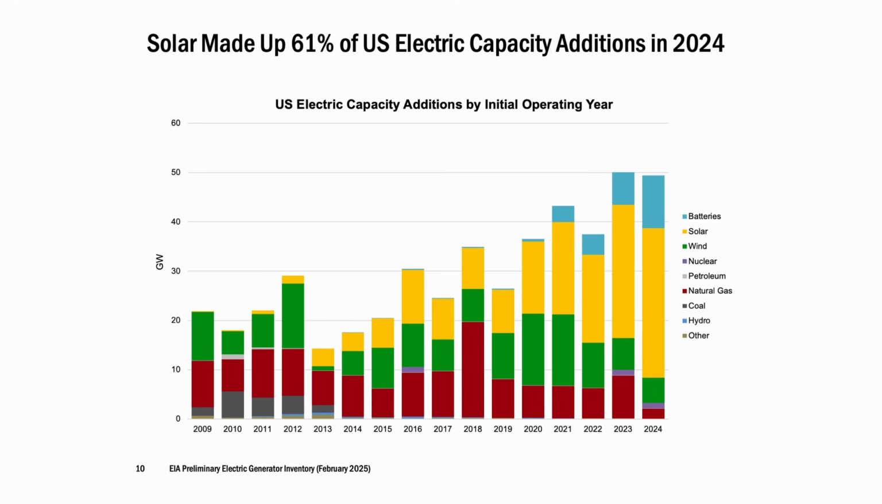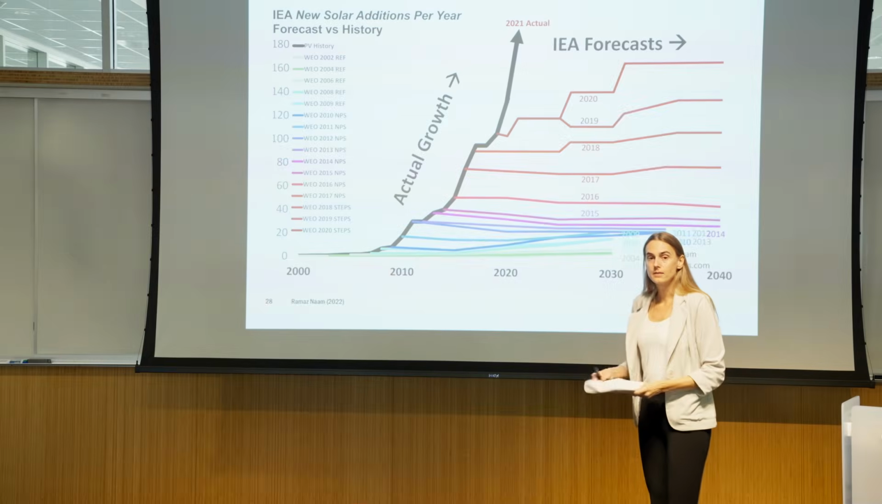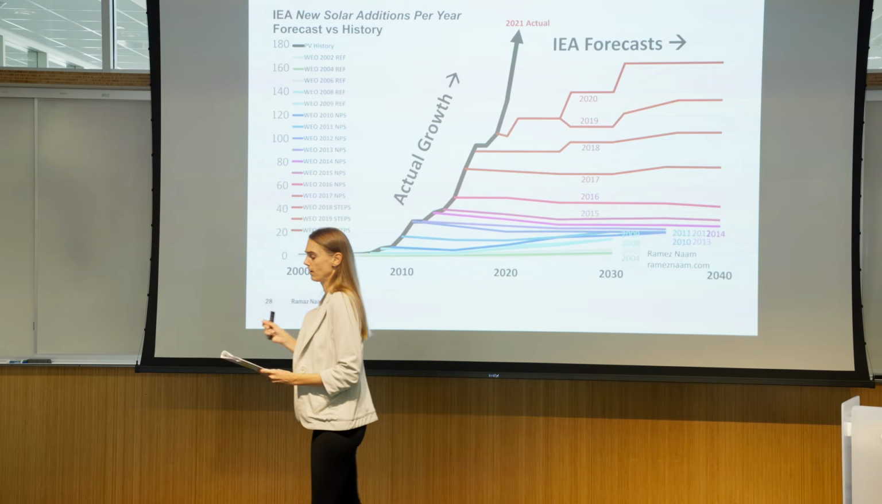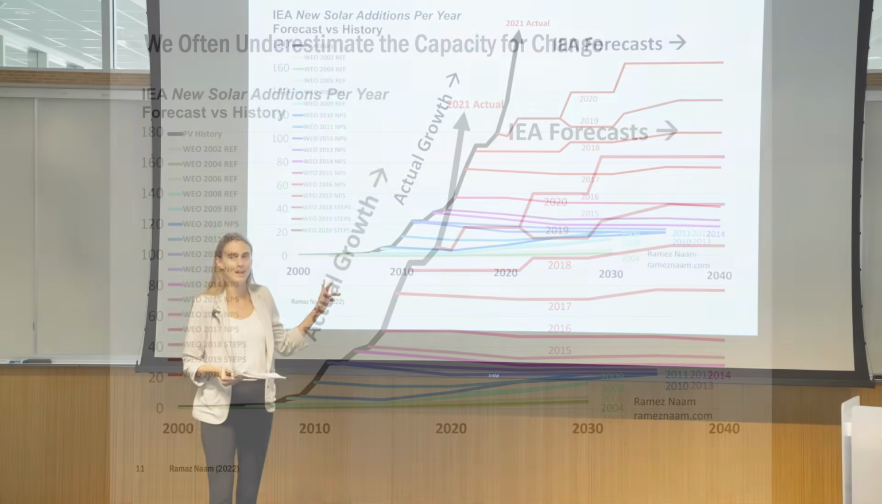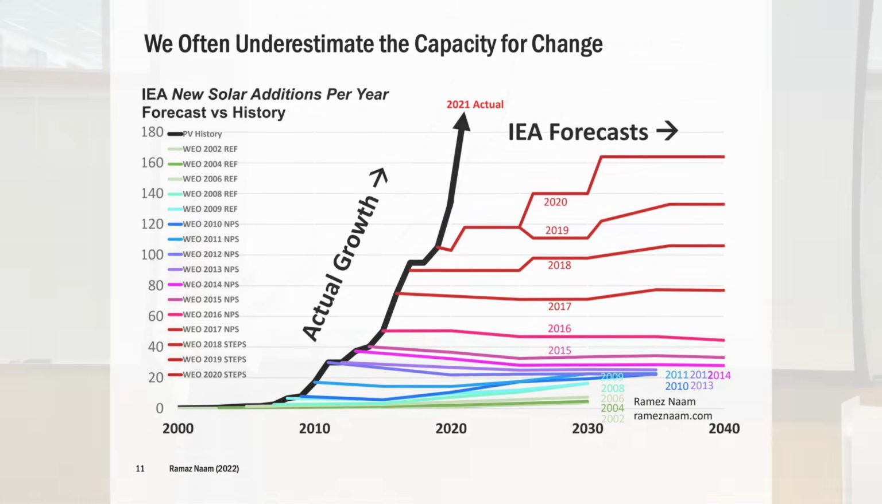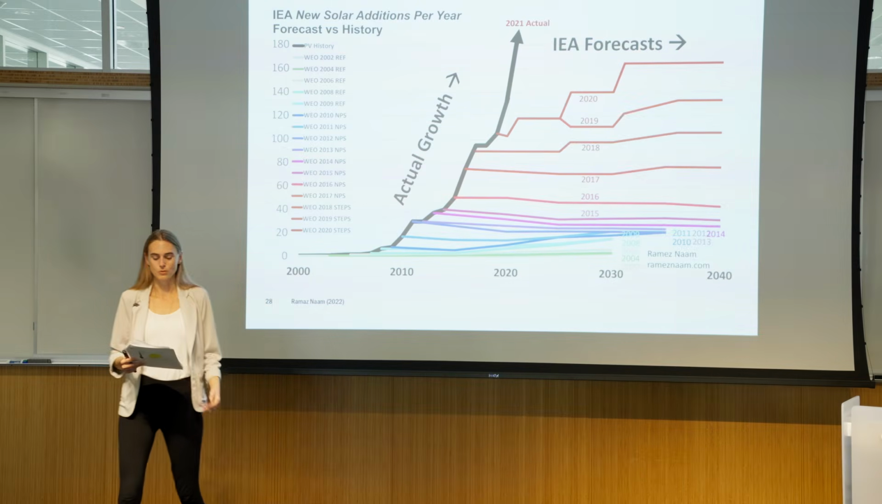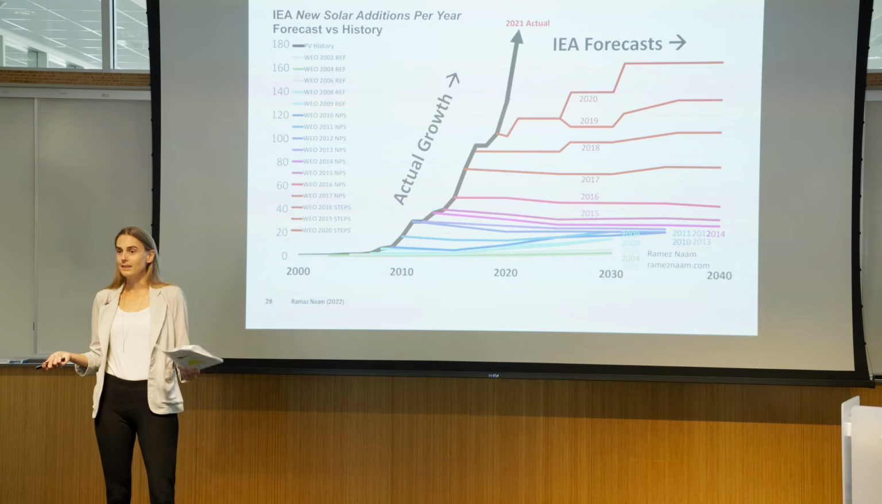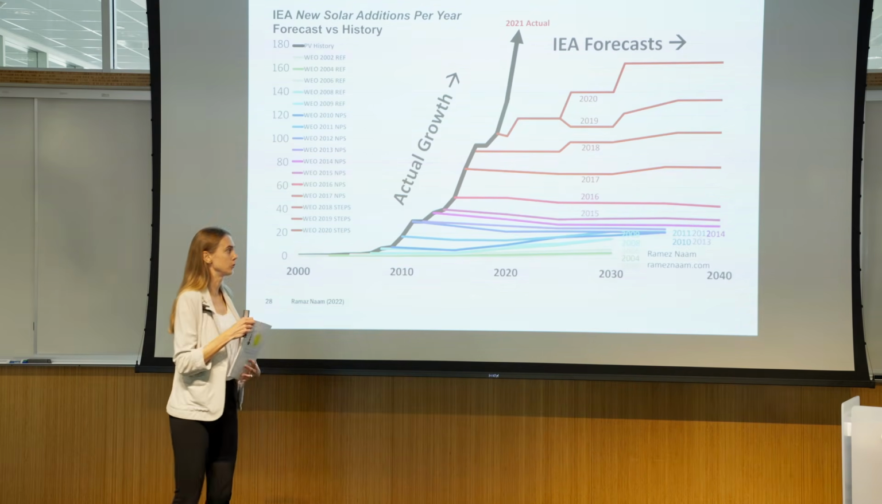That's what this is showing you here, along with wind and batteries, and to a lesser extent, natural gas. And it's, again, one of those resources that has overshot expectations, as you can recall from this IEA chart that shows IEA's forecasts for solar capacity additions over time and what's actually happened globally with those solar capacity additions. So IEA and many continue to underestimate the potential for change.